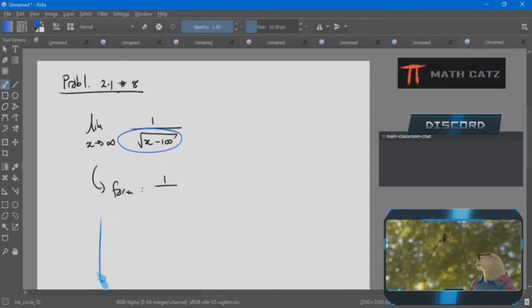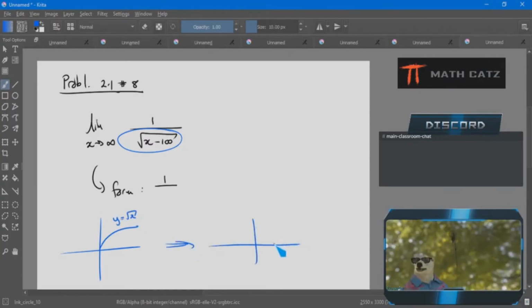Let's draw it. Here's my basic square root, transformed, shifted to the right. Which way is it going when x gets really big? Infinity. Basic transformation, basic function.